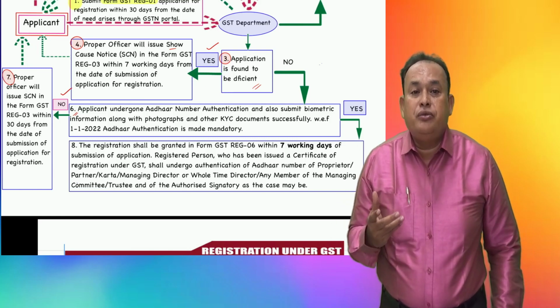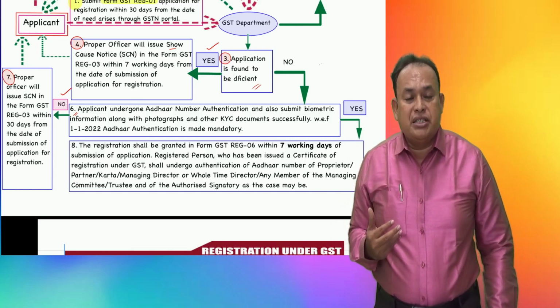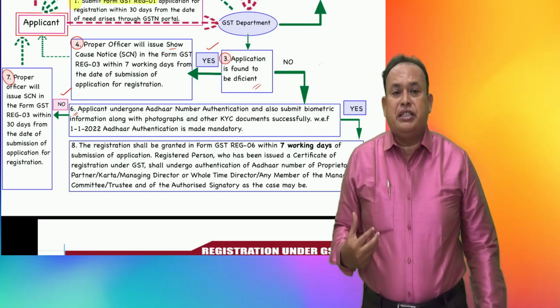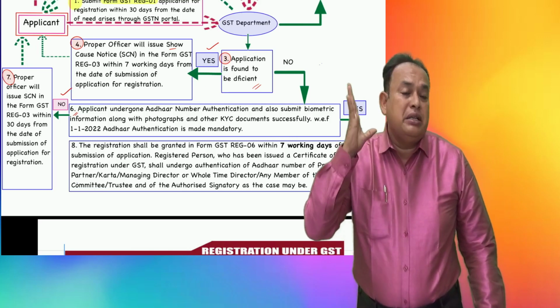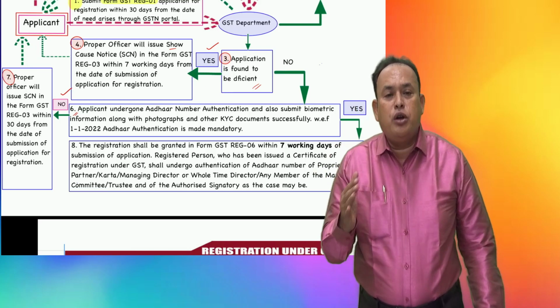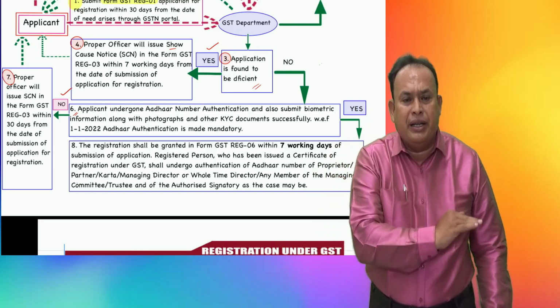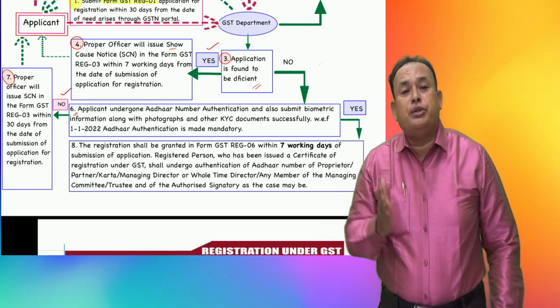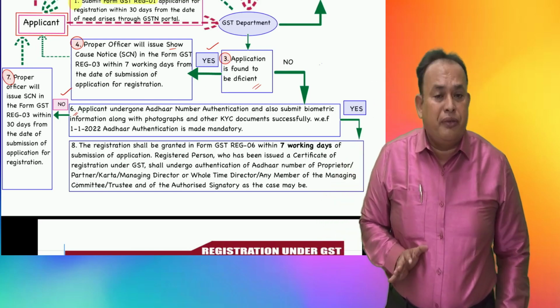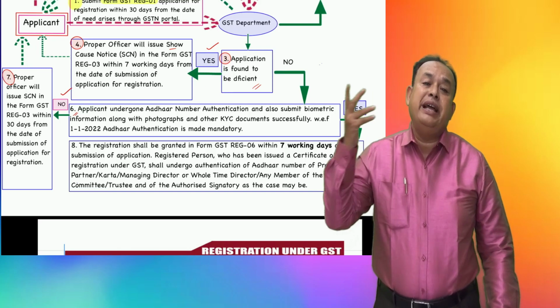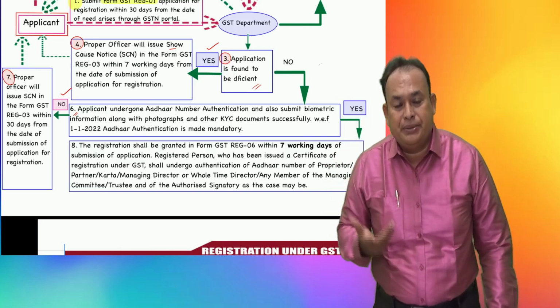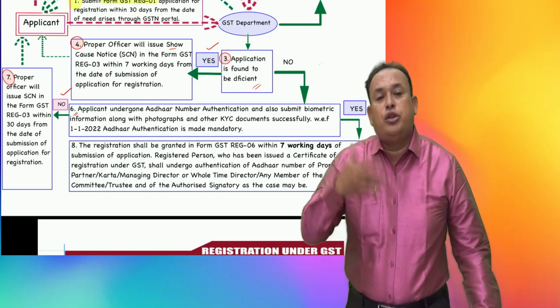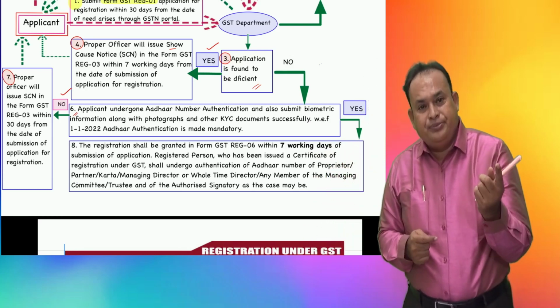For application for registration under GST, what is relevant? The PAN number is relevant, followed by authentication of Aadhaar, now made mandatory. Where Aadhaar authentication has not taken place, the time limit to issue a show cause notice is not 7 working days from the date of receipt of the application, it is 30 days from the date of receipt of the application. For the want of registration, they issue the notice and you have to reply to that.